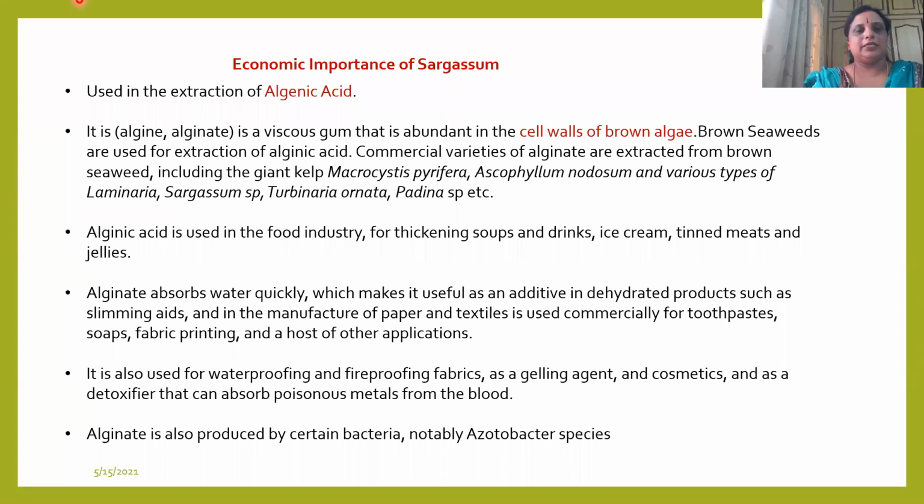This Sargassum, as you all know, is one of the brown algae. The important cell wall component is alginin. Alginic acid is an important component that has been extracted from the Sargassum. That is, from most of the brown algae, this particular alginic acid has been extracted, and it has a high economic value. It has been used in many industries.